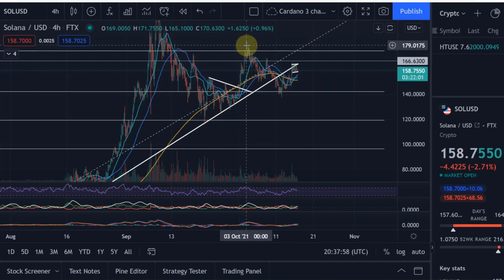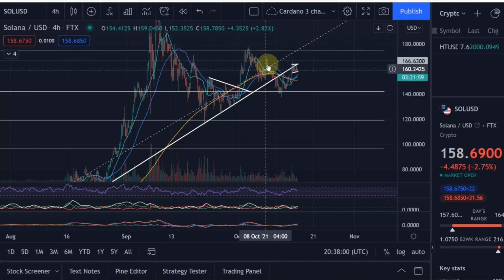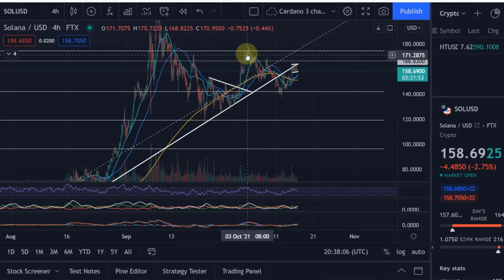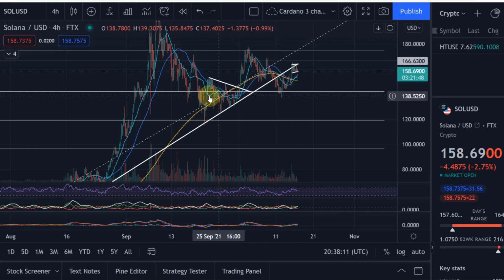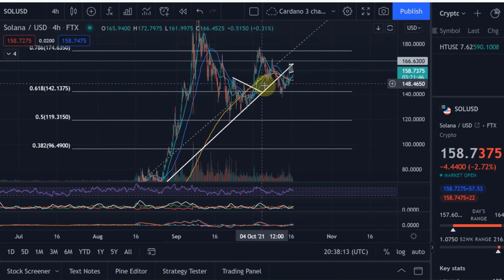tested that side up here. We've pretty much had something like a cup and handle here. Couldn't quite make the breakout of the handle and of the cup pattern at the time. So yeah, we broke to the downside, came down once more here, and that was a Fibonacci retracement level here.